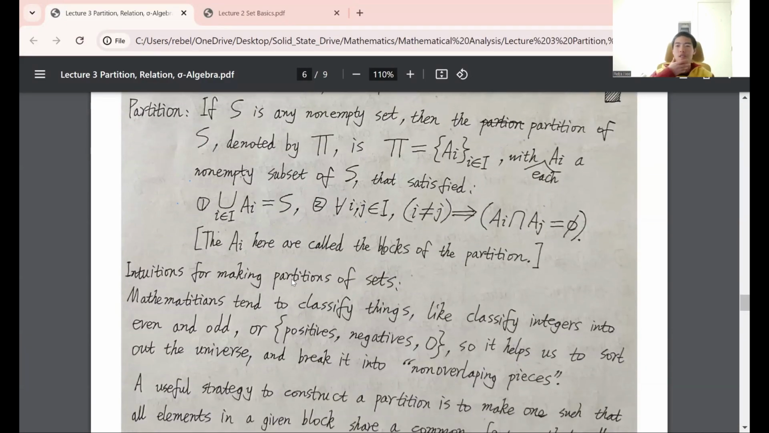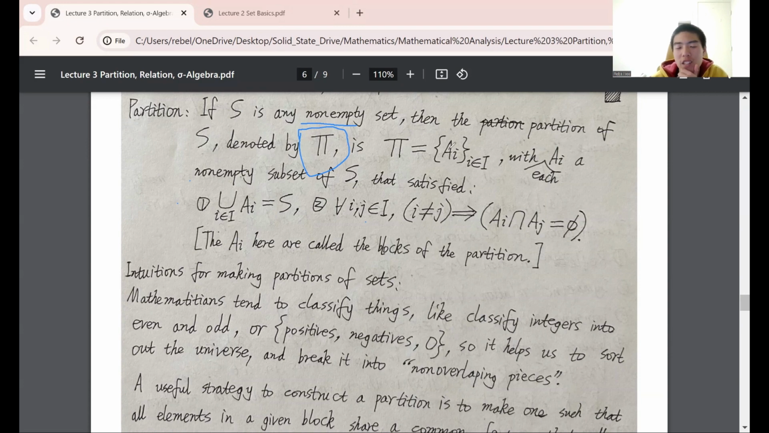So let's talk about partition. If S is any non-empty set, if it's an empty set, then there's no partition, right? Because the definition already said S is a non-empty set, and the partition of S is usually denoted by the capital pi. This letter is in the definition, but I don't think I read it frequently later. And it just vanishes in every mathematical book.